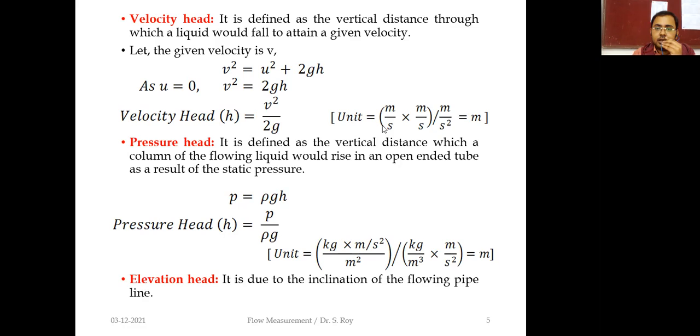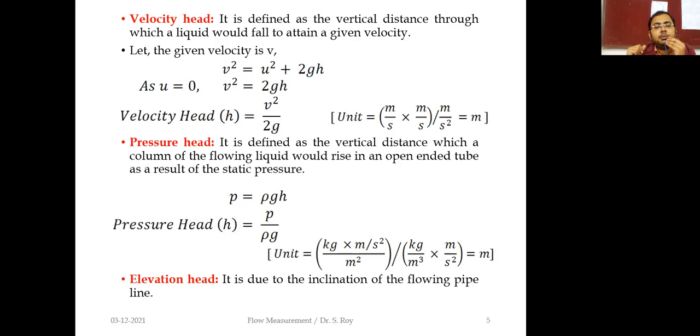Similarly, for the pressure head, there is also a difference between the pressure and the pressure head. So what is the definition of the pressure head? The pressure head is the vertical distance which a column of the flowing fluid would rise in an open end tube as a result of static pressure. That means if I apply that amount of pressure in a manometer, the height difference of the manometric fluid is defined as the pressure head.